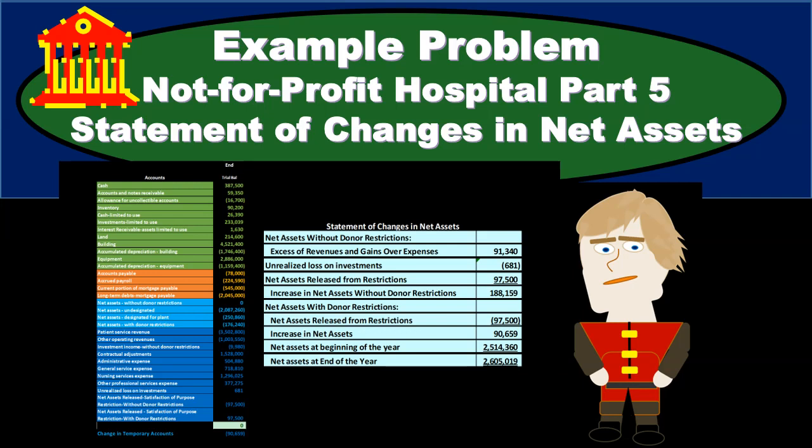In this presentation, we will continue on with part 5 of our example problem related to a not-for-profit hospital, this time constructing the statement of changes in net assets. The statement of changes in net assets is a bit different than what we would expect to see in a for-profit type of organization. It does measure timing, so it's going to be in conjunction with what we would think of as the income statement.